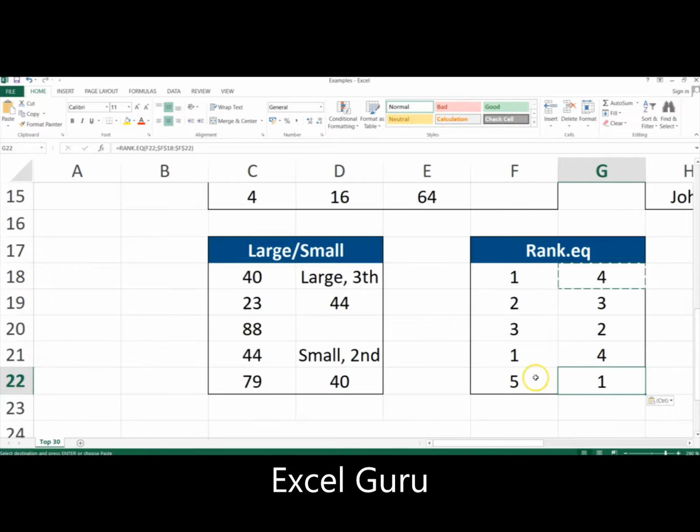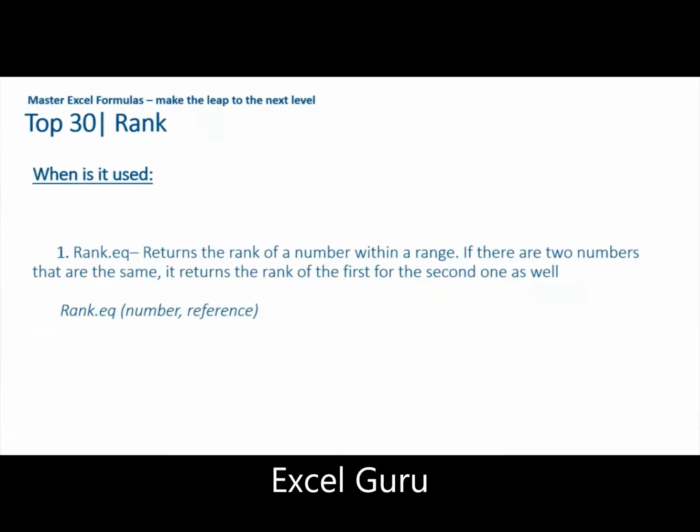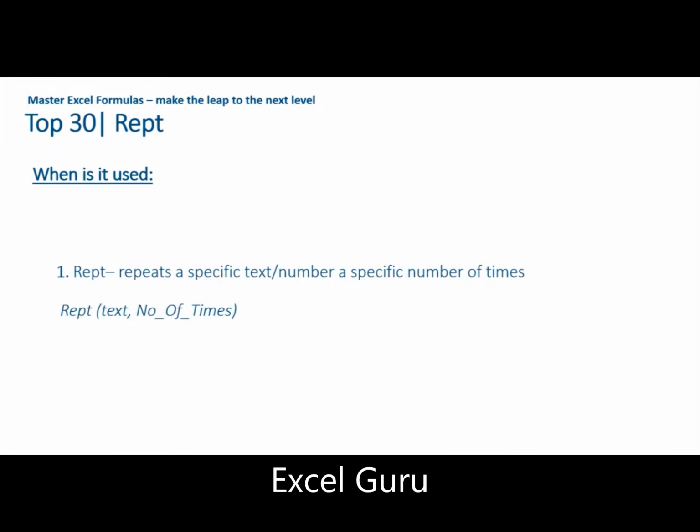the number one rank is for 5 because 5 is the biggest value. Now as you can see, we have 4 and 4 because the two 1s are basically the same number. That's why we use the RANK.EQ formula, because it gives us the same rank for a number that is repeated more than once within our range or array. Now let's go to the next formula, which is the REPT formula.